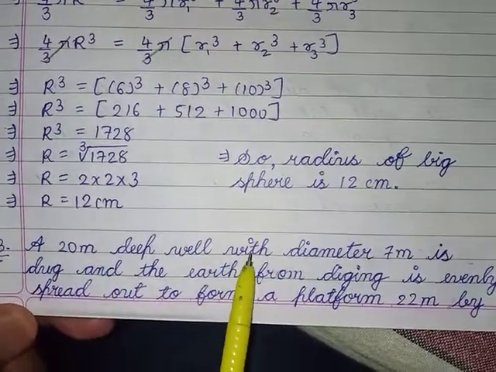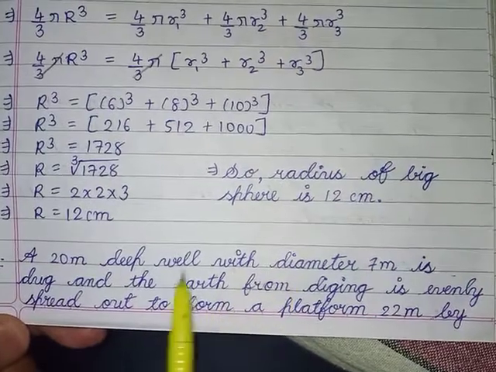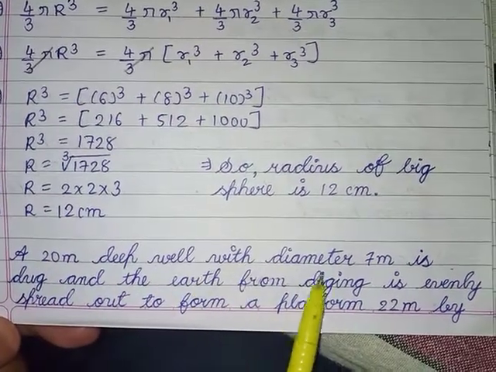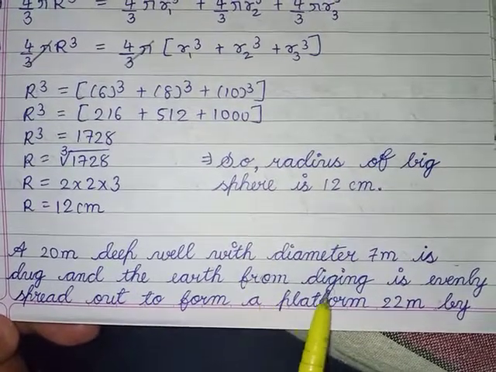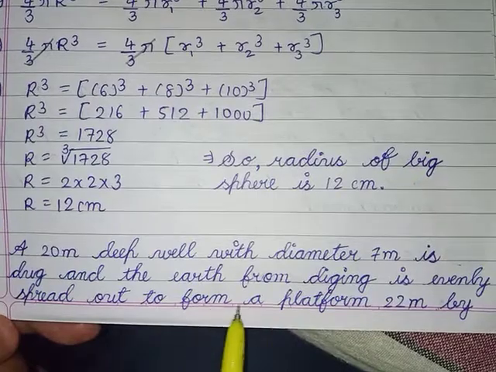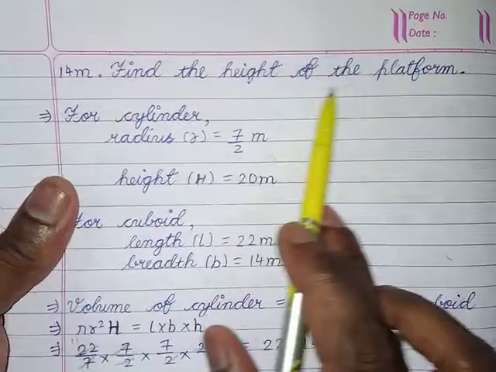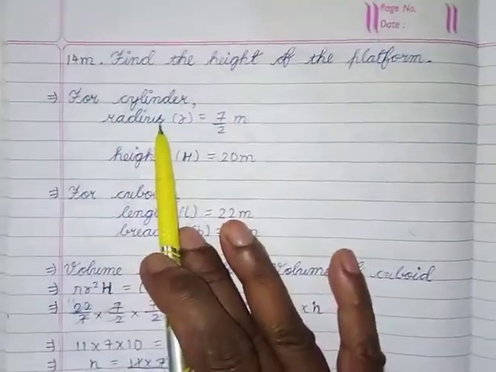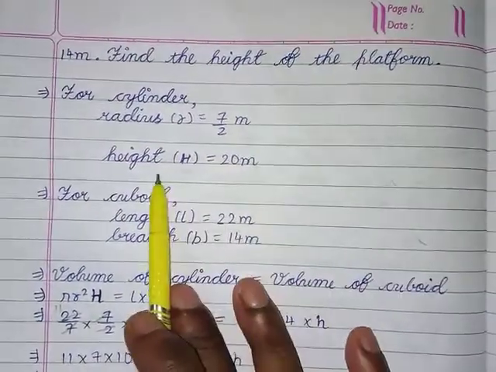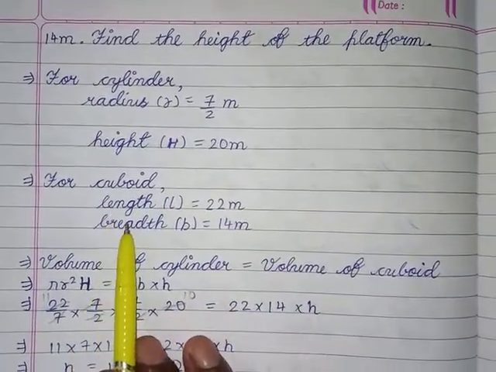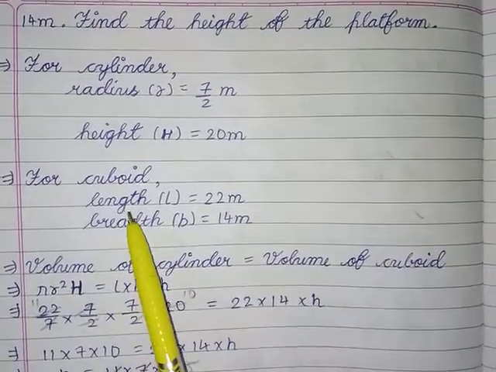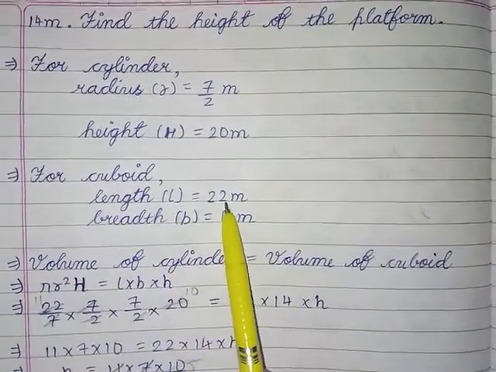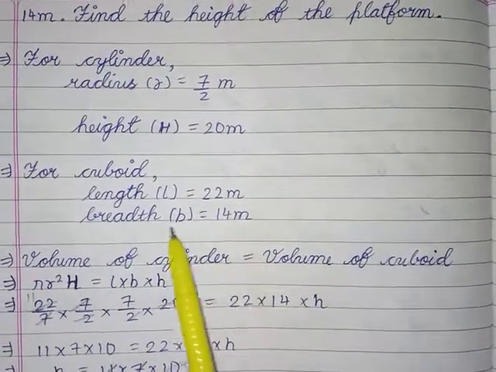A well 20 meter deep, with a diameter of 7 meter, is dug, and the earth from digging is evenly spread out on a platform 22 by 14. Find the height of the platform. For the cylinder, radius r is equal to 7 by 2 meter, height is equal to 20 meter. The platform is a cuboid, because now length, breadth and height will come. So length L is 22 meter, breadth is 14 meter and h is not given.